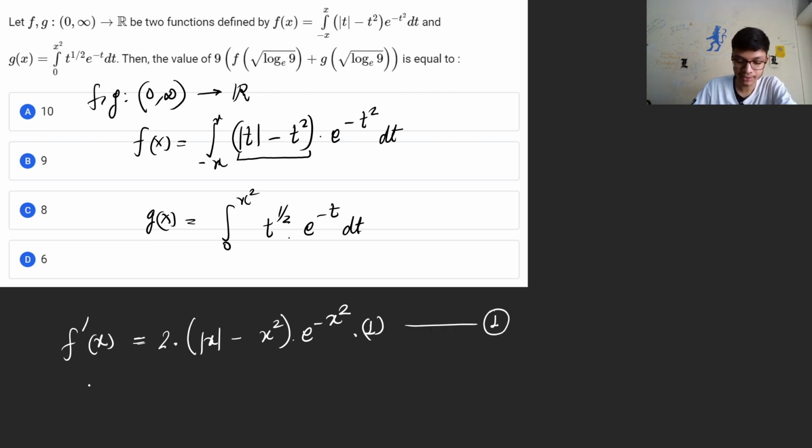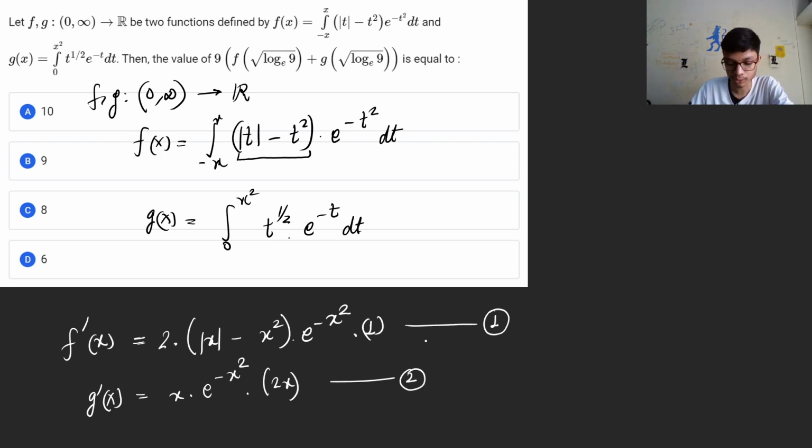Similarly, I have g of x. I can differentiate g of x, so g dash of x will be equal to x into e to the power minus x square into the differentiation of x square, that is going to be 2x. Let me write this as equation number 2.